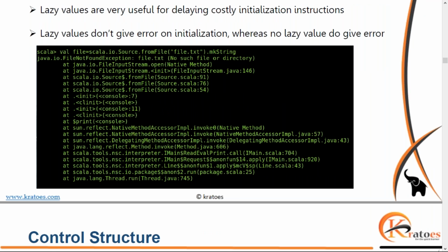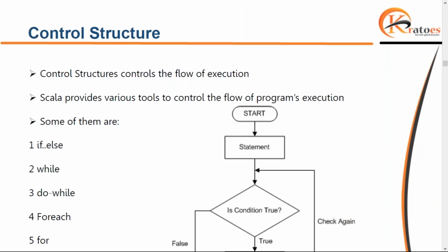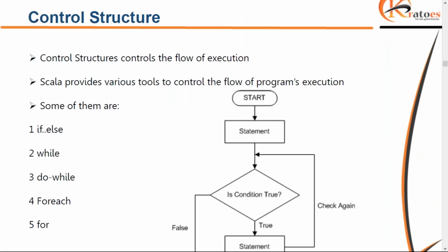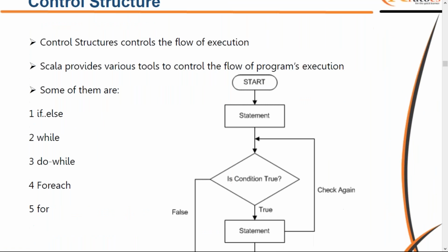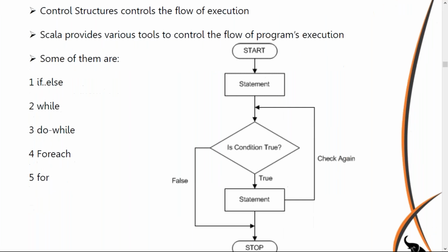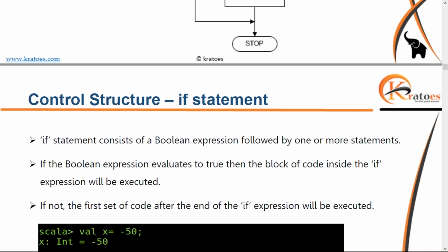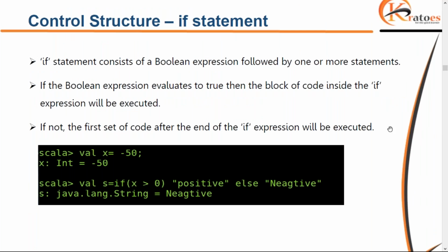Okay, so we'll come to control structures. Pretty much the same as any other language. You have if else statement, while statement, do while statement, foreach, for. Foreach is something we'll see, which is new in Scala as compared to Java. You have if statements, so I'll just show you an example using if.